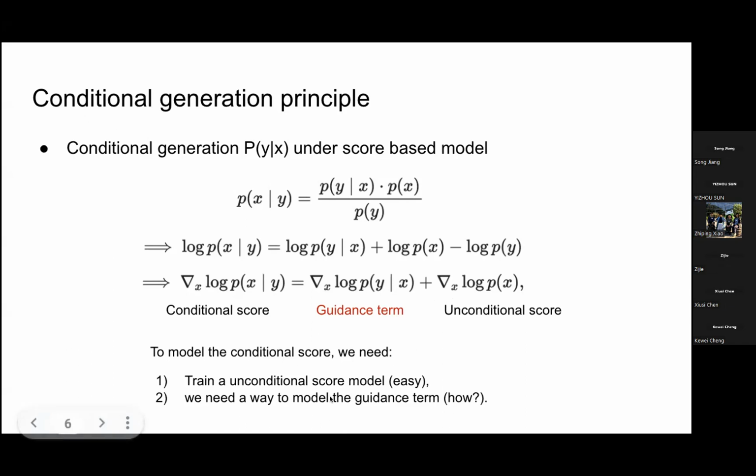That is an interesting observation. It means that we can first get the unconditional score, which is easy, just a standard score-based diffusion model. And secondly, we need a way to model this guidance term. If we can do that, then we can just add them together to get our goal, right? But how should we do that?